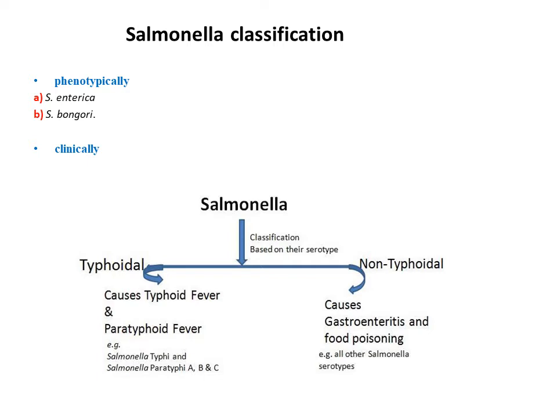Also, clinically, Salmonella are classified into two classes. These are the typhoidal and non-typhoidal groups. Typhoidal Salmonella causes typhoid fever and paratyphoid fever, such as Salmonella typhi and Salmonella paratyphi A, B, and C. While non-typhoidal Salmonella causes gastroenteritis and food poisoning, for example other Salmonella serotypes.